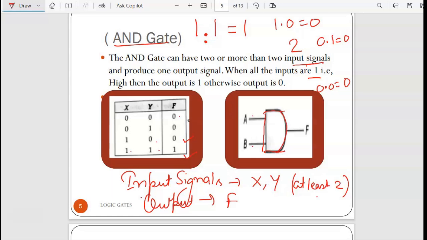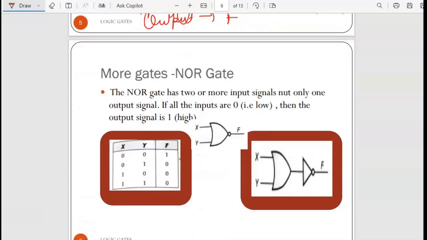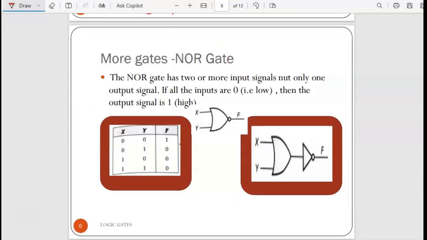So these are the two inputs, A and B, and the output is F. So this is our AND gate, right? Next to that, when you check for more gates, three basic gates are there. Basic gates are AND, OR, and NOT. But more are there. So let us start with the NOR gate.